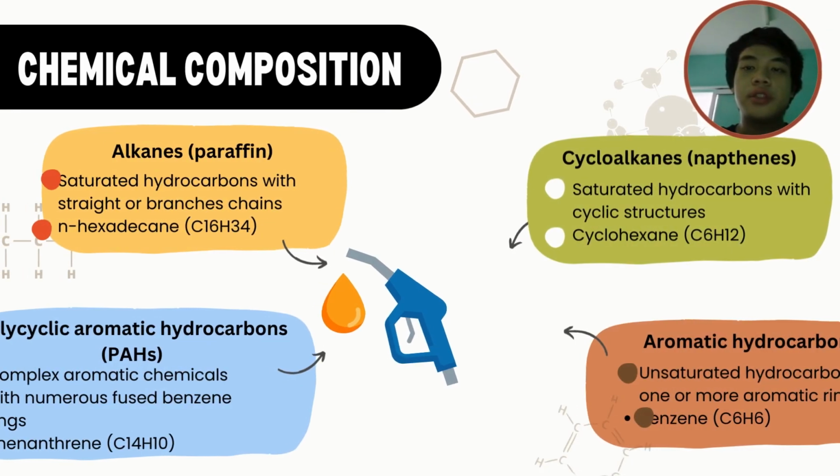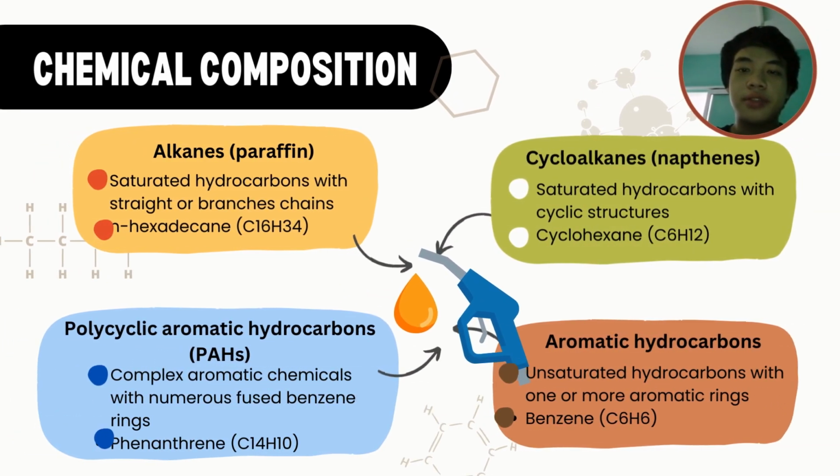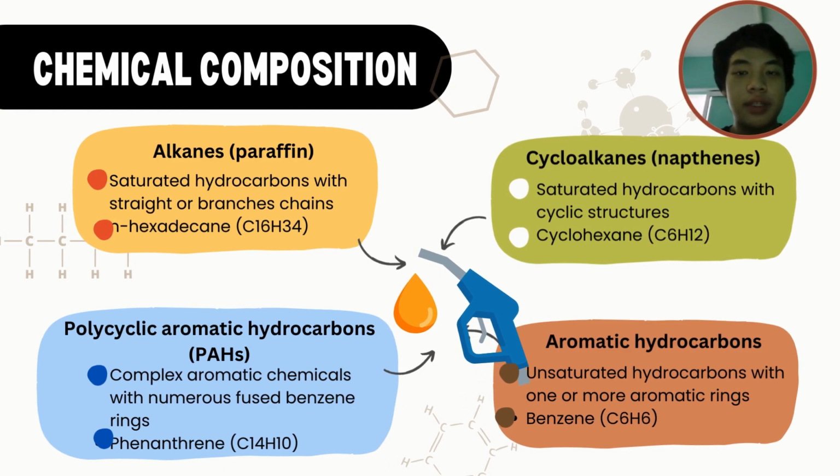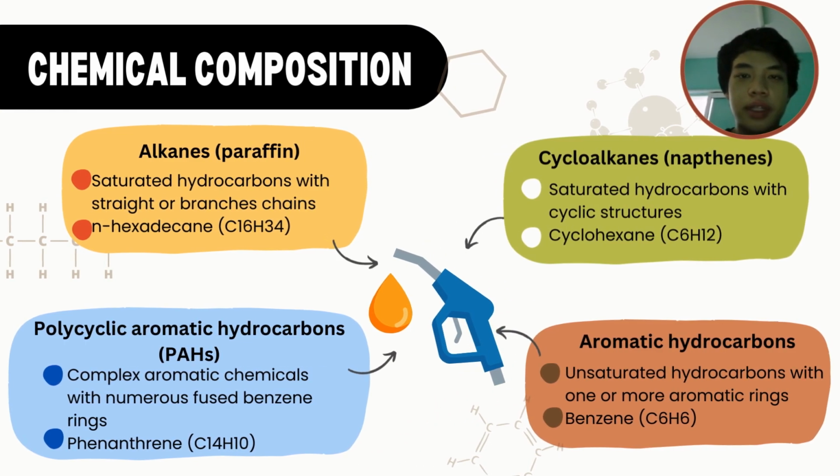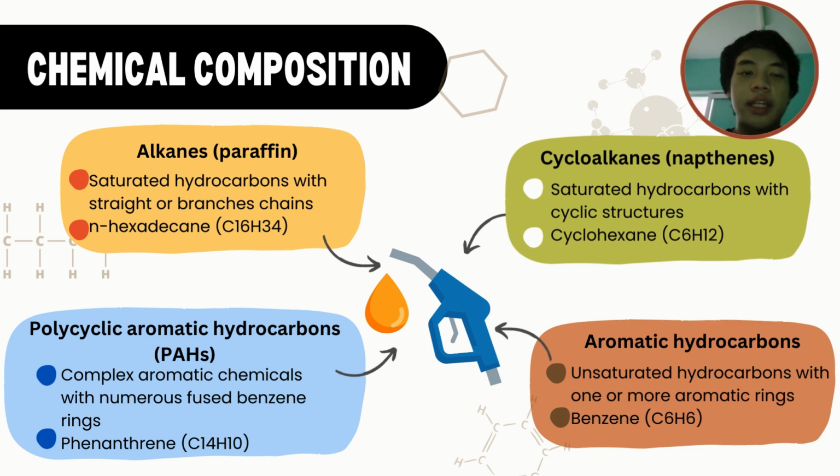The chemical composition of Euro 5 diesel consists of alkane, cycloalkane, polycyclic aromatic hydrocarbon, and aromatic hydrocarbon. Alkane, also known as paraffin, is a saturated hydrocarbon with straight or branched chains. The example of alkane is hexadecane.